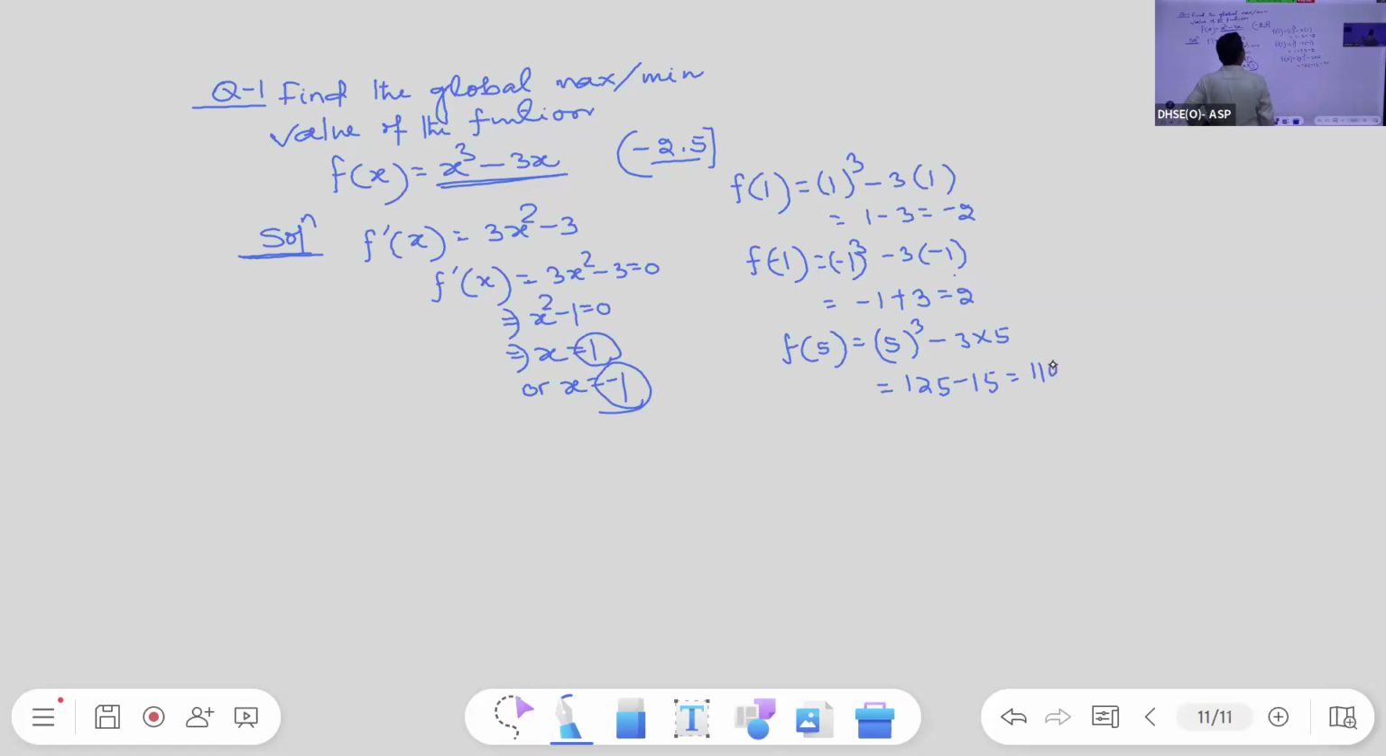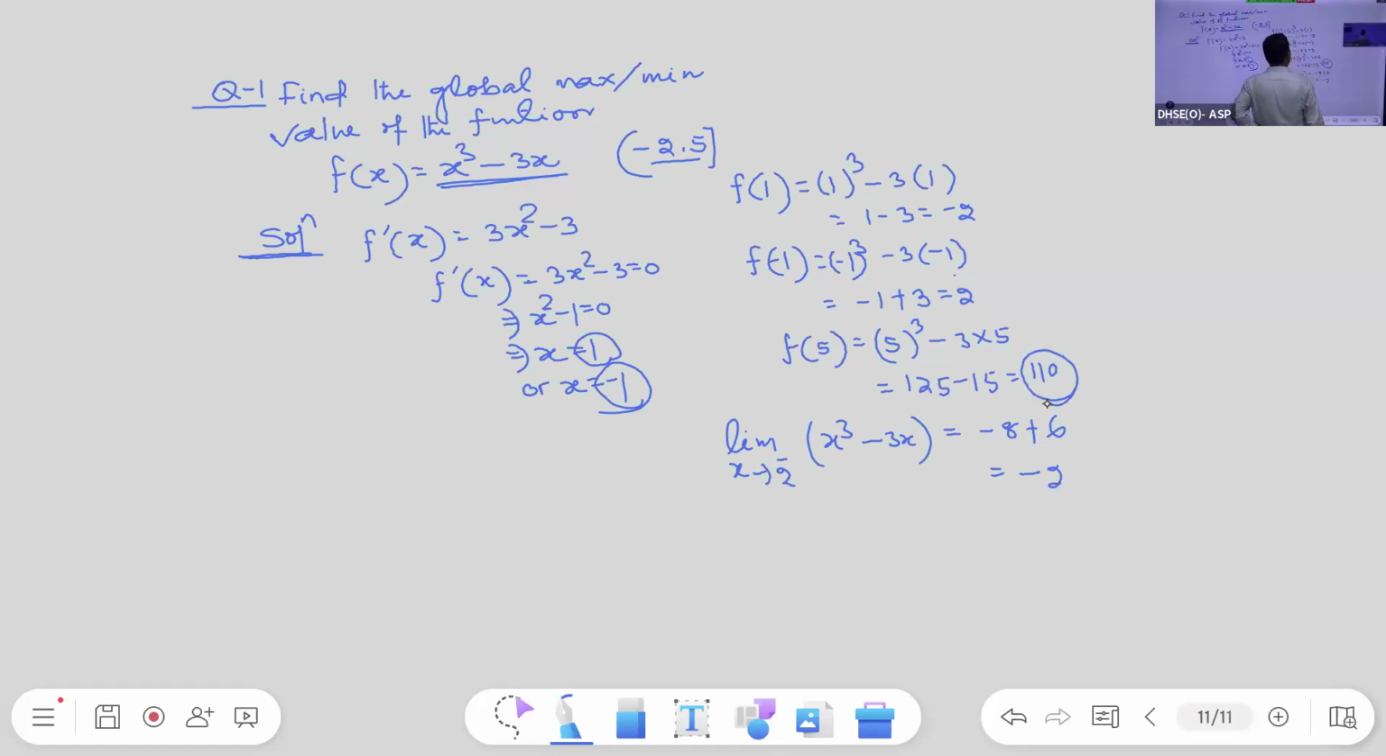Then f of -2, we can't calculate f of -2 because -2 is open interval. So we can calculate limit extending to -2. So limit extending to -2, f of x, that is x cube minus 3x. When x is approaching to -2, x cube will approach -8 and -3x will approach to 6. That is -2. So what is the maximum value obtained among these values?